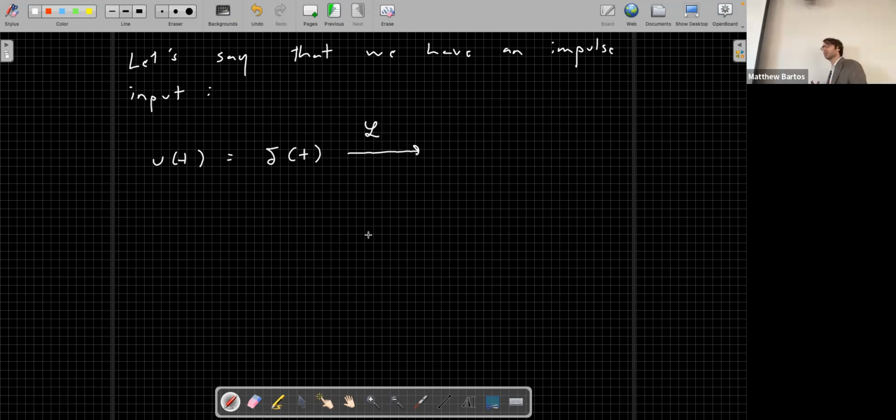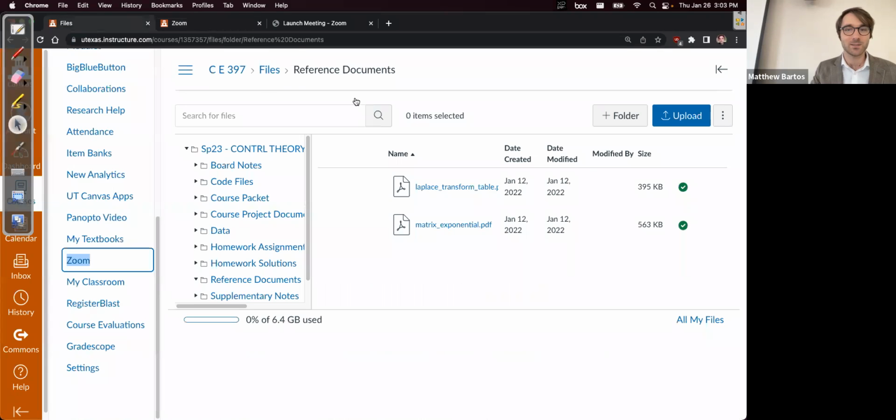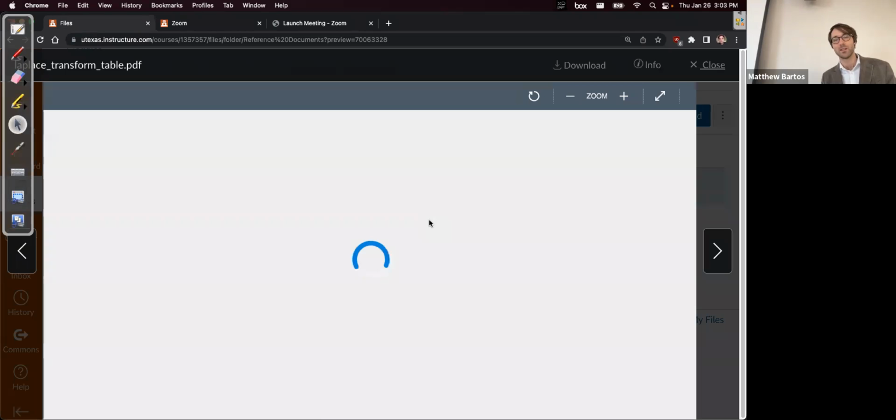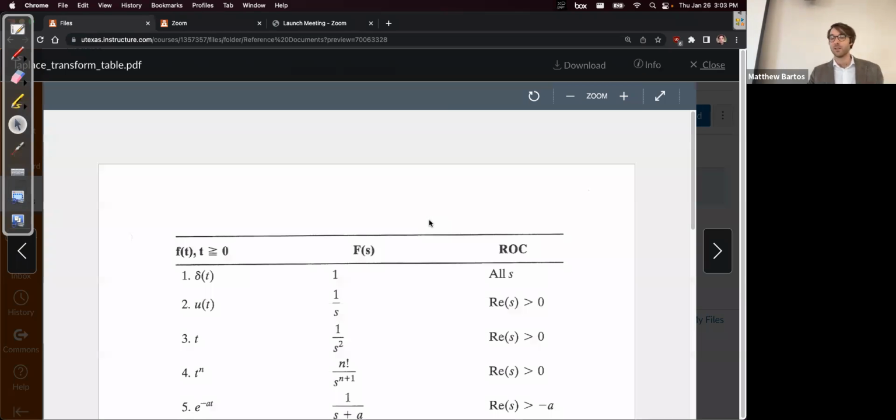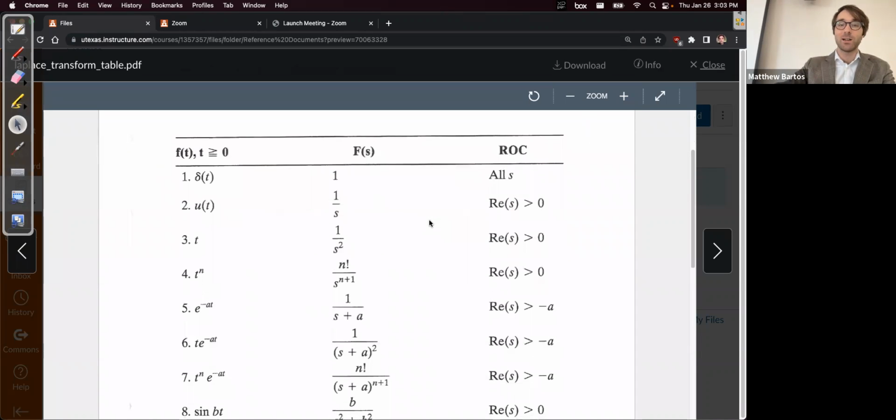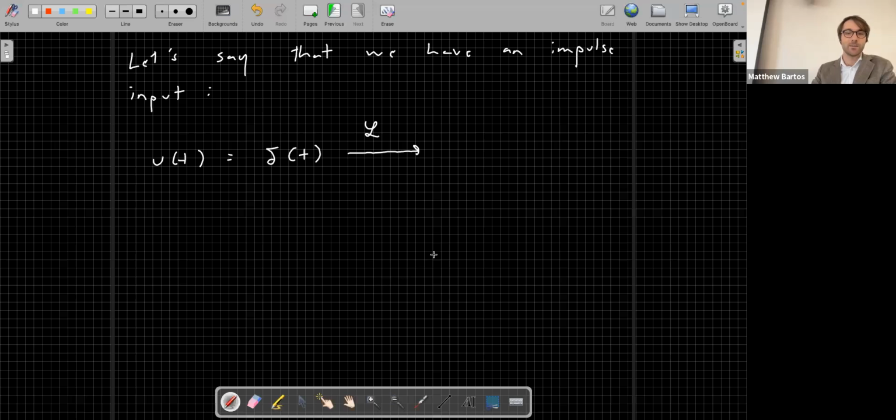So in general, when we're solving these problems, we won't actually apply that integral. We're going to go to our handy table of Laplace transforms. We go through this table, find a function in the time domain and find its corresponding function in the frequency domain and vice versa. So what does a Dirac delta in the time domain correspond to in the frequency domain? 1. So we can go back here. U(s) will be simply equal to 1.